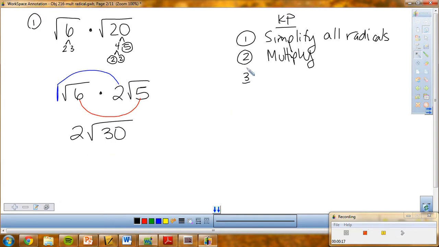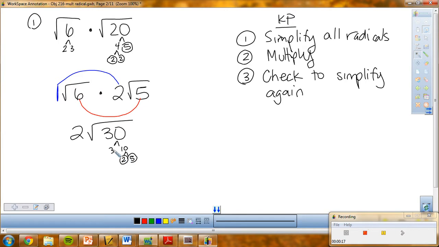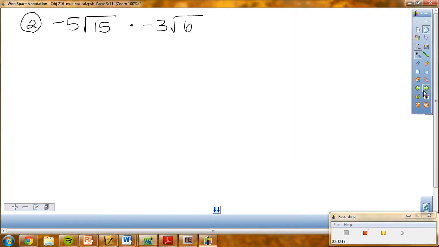And then number 3 of my key points is to double check once you've multiplied if you can simplify again. So check to simplify again. So can I break down 30? Well, I know that it's 3 times 10 and 2 times 5. And even though I have multiple factors, none of them are pairs. So 2 root 30 is my most simplified product. Let's look at another example.